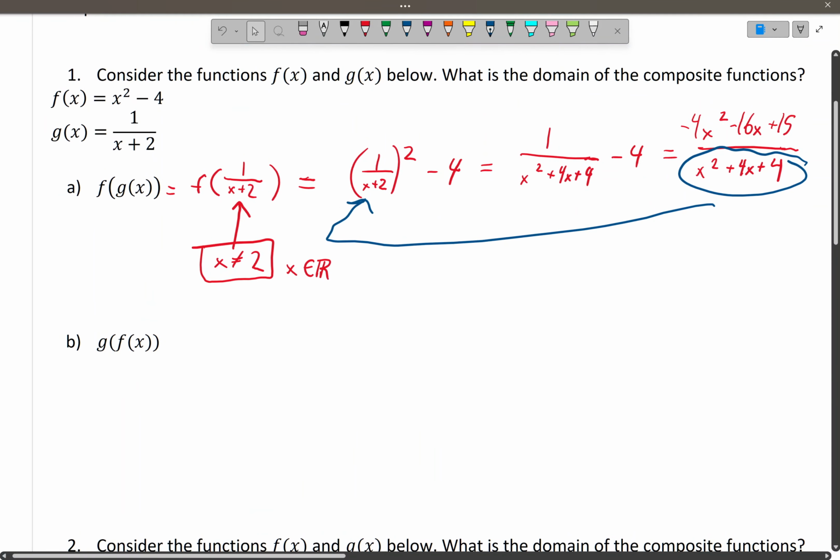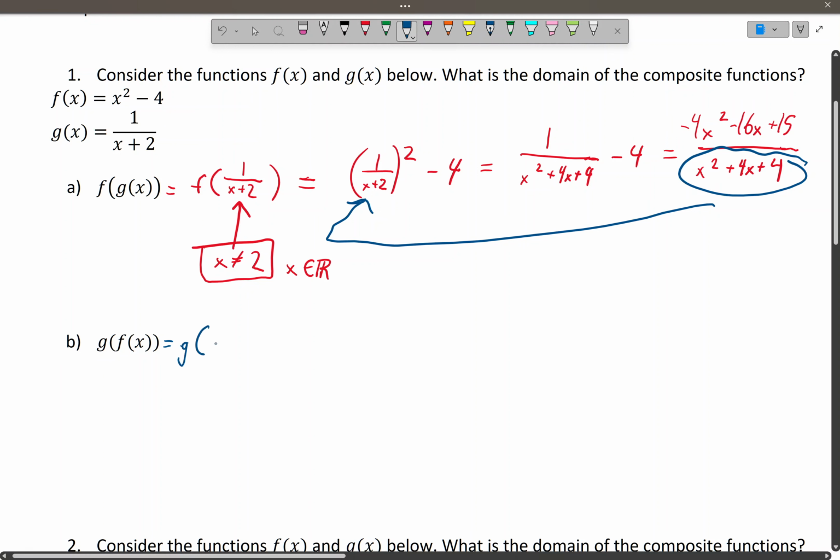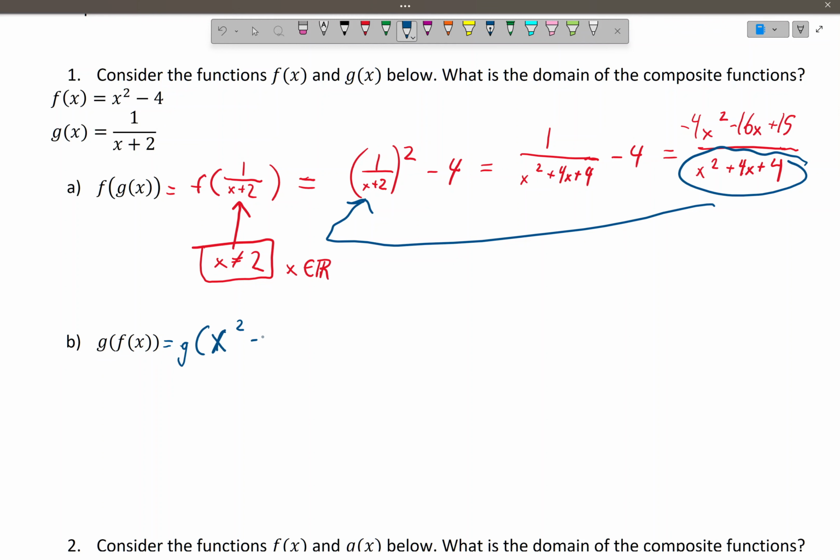Okay, let's look at it the other way around and see if there's anything different. So it'll be g of f of x, and so it's g of x squared minus 4. But that doesn't really change anything, so we're good to go. Then when we put that in, it's going to be x squared minus 4 plus 2. So when we simplify it, it's x squared minus 2.